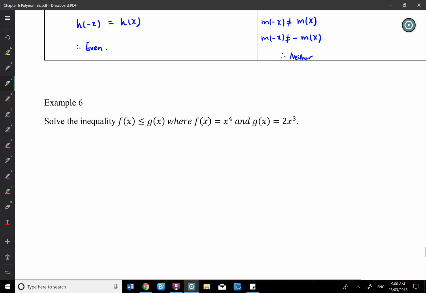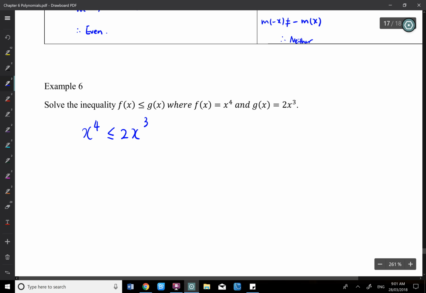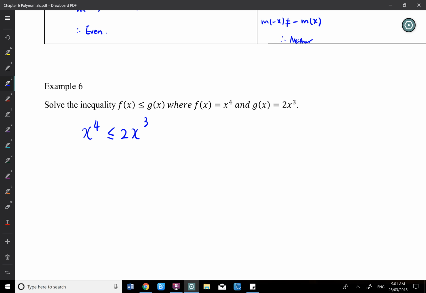Example 6. This question is quite good because it shows you how to sketch graphs with repeated factors, with a factor repeated 3 times. So let's have a look at this graph. f(x) less than or equal to g(x). That's what we have: x to the power of 4 less than or equal to 2x cubed. How should we solve it? What do you do first?